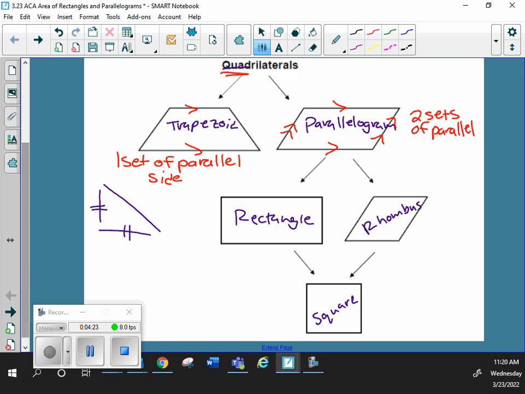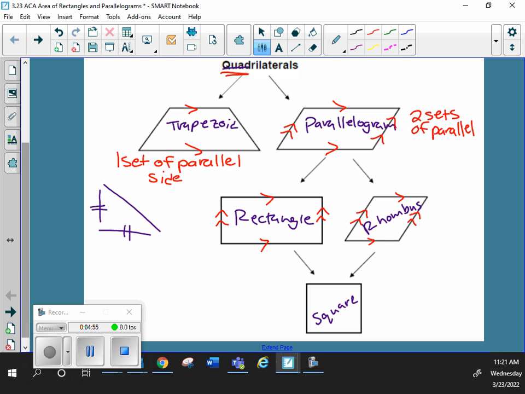Okay, now from a parallelogram, it's going to take on all the characteristics from the ones above. So rectangles and rhombuses both are 4-sided shapes, and they also have 2 sets of parallel sides. Okay, in a rectangle, do we agree that that is parallel to that, and the sides are parallel to that? Y'all agree? Okay, again, same thing over here. Just adding those symbols.